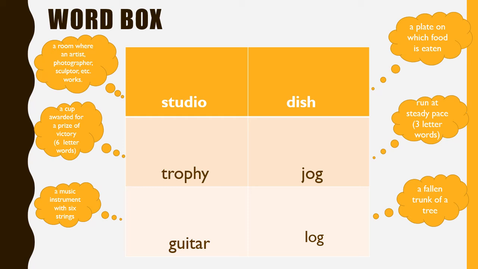Run at steady pace, 3-letter words. That is jog. Correct? Very nice. A music instrument with 6 strings. The music instrument with 6 strings is a guitar. Correct? Awesome. A fallen trunk of a tree is a log. Correct? Very good. Good job, children.